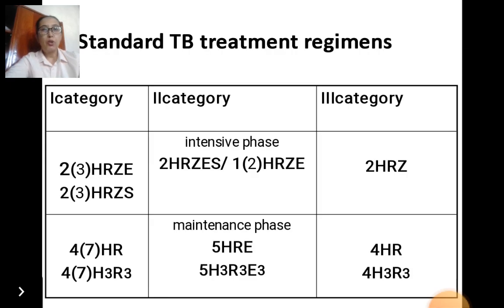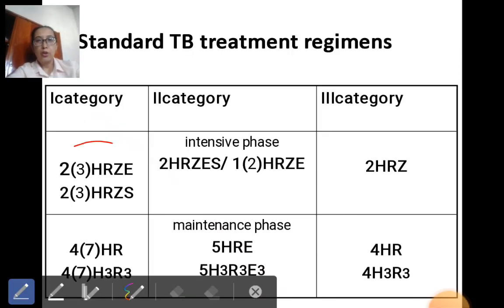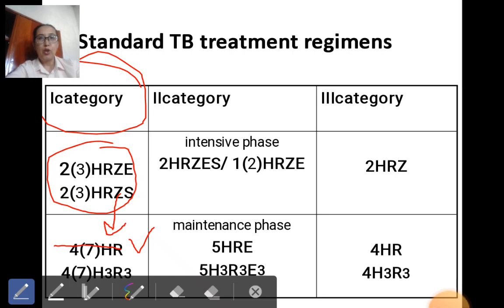Standard tuberculosis treatment regimen: first category, second category and third category. In the first category, for 2 or 3 months the patient is treated with 4 drugs: isoniazid, rifampicin, pyrazinamide and ethambutol. Or it may be 2 or 3 months of isoniazid, rifampicin, pyrazinamide and streptomycin. After 3 months, we begin the patient's supportive phase. It is 4 or 7 months with 2 drugs, isoniazid and rifampicin. It is treatment of the first category of tuberculosis patient.